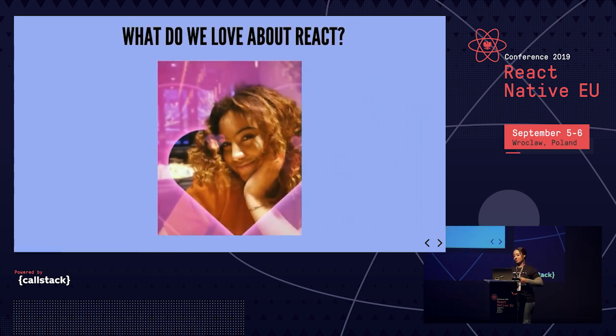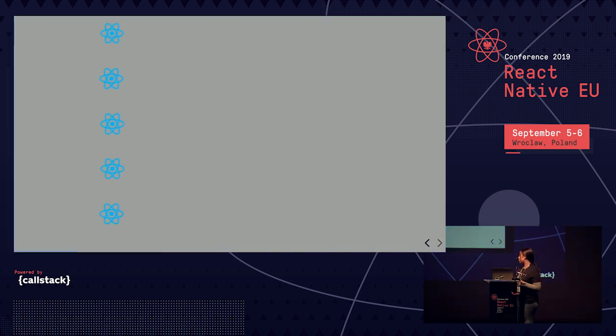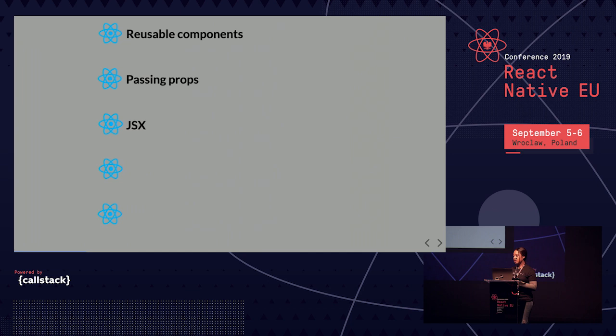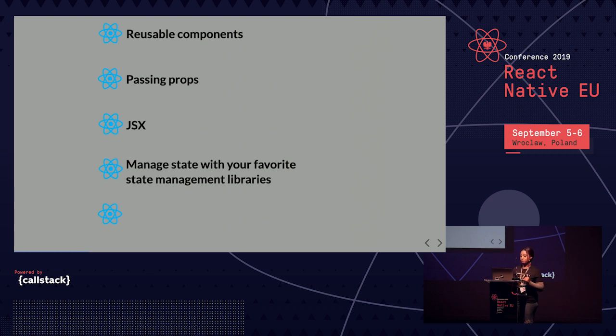Okay, so before we get into the differences, we should think about what we love about React. We love our reusable components, the ability to pass props between components. We love writing JSX, managing state with our favorite state management libraries, and the ecosystem of helpful libraries. So we can take everything that we love about React and apply that to React Native.